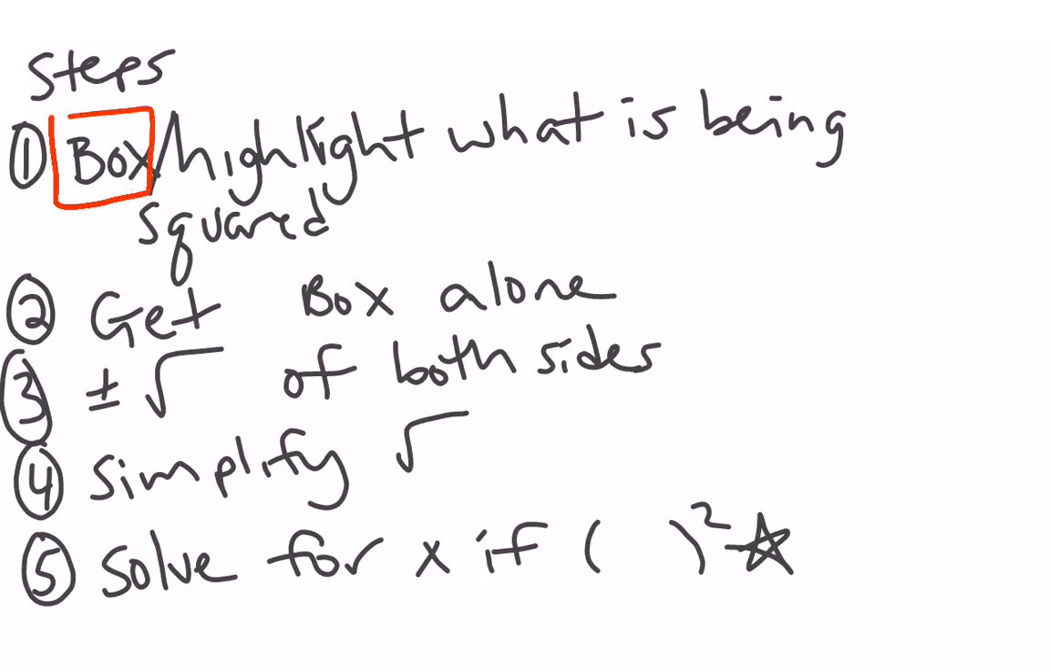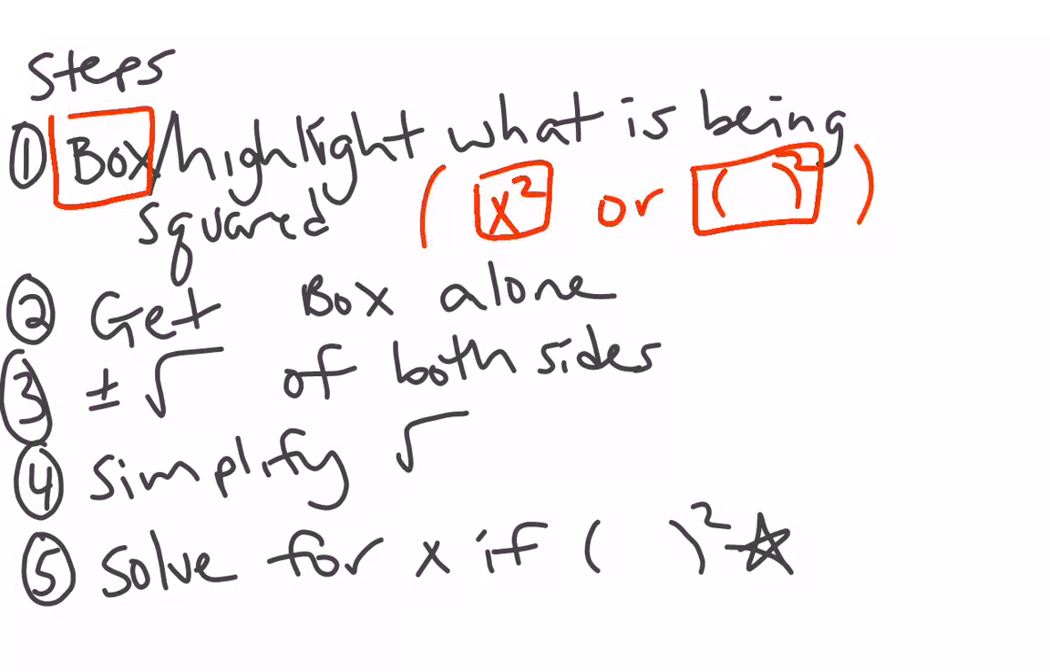That's going to usually be the x squared. So you're going to box that up, or you'll have something in parentheses being squared, and then you want to put the box around that parentheses squared. Then your goal is to get the box alone. You're going to do plus or minus the square root of both sides. This plus or minus is the main place I see people make a mistake. You're going to simplify the square root like previous video, and then if you were starting with the thing with parentheses squared, then you're going to need to have one more step of solving for x.